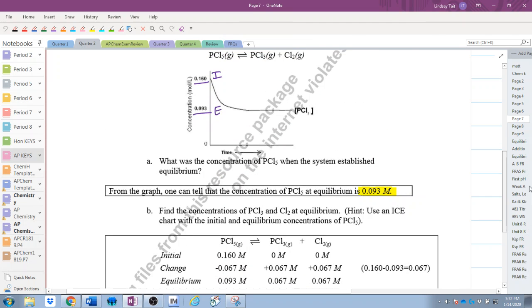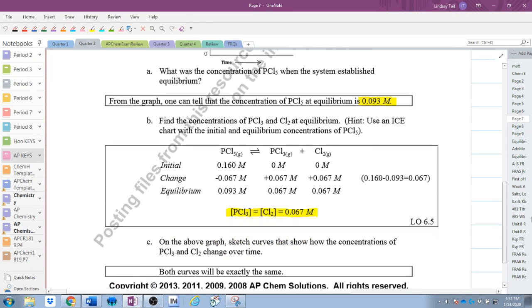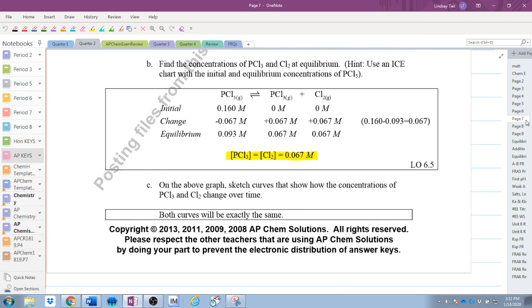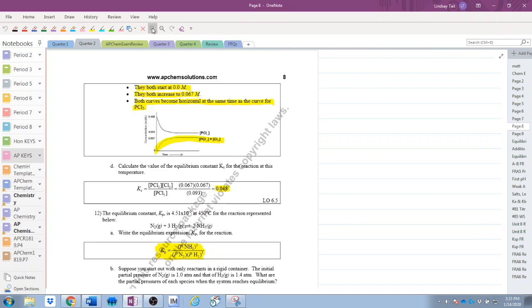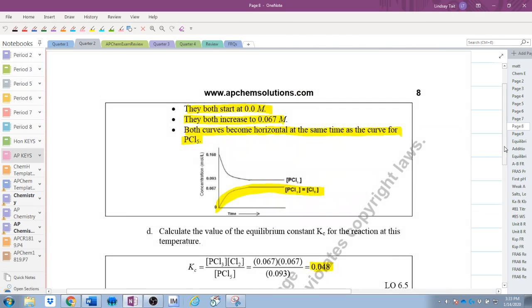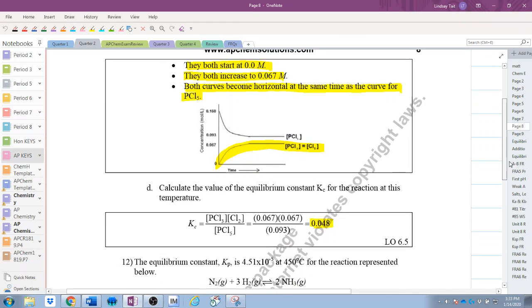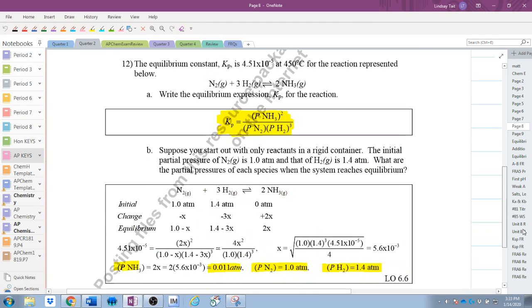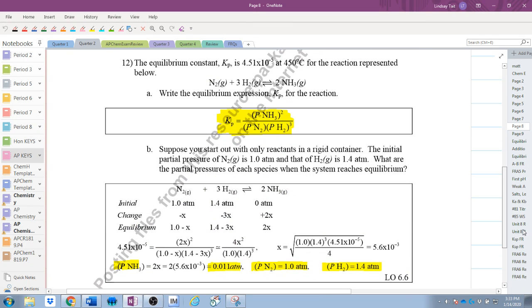11C, which wasn't sketched on the graph, but we did that one in class. Oh, here they are. There's the line for 11C, but we did that in class. And D. 12A and B.